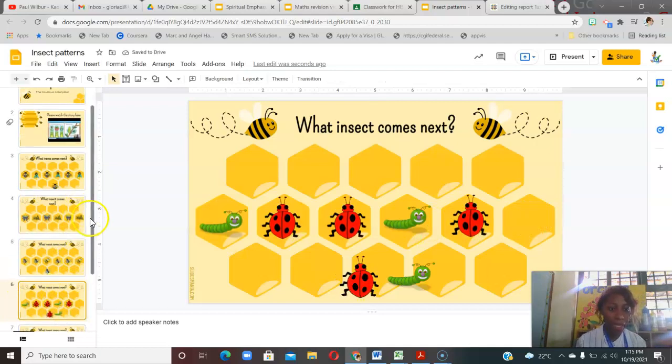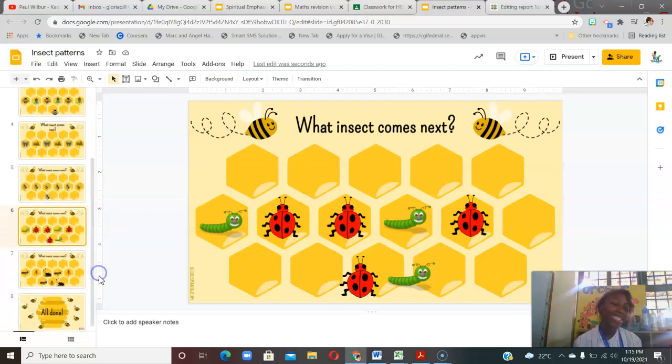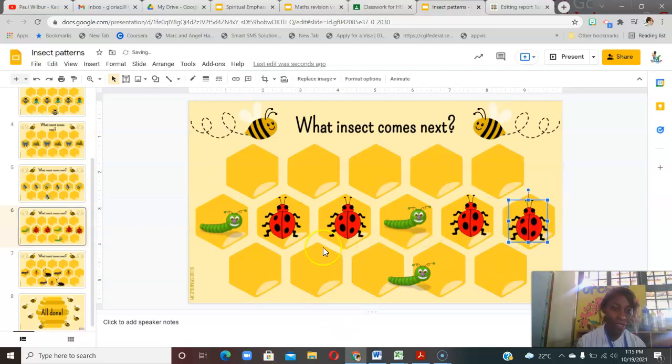On the next slide, we have something slightly different as well. Caterpillar, ladybird, ladybird. Caterpillar, ladybird. There are two pictures as well, but they're repeating in a different way. A, B, B. A, B, B. Caterpillar, ladybird, ladybird. Caterpillar, ladybird. Very good. The ladybird completes that pattern right there. Let's go to the next slide.